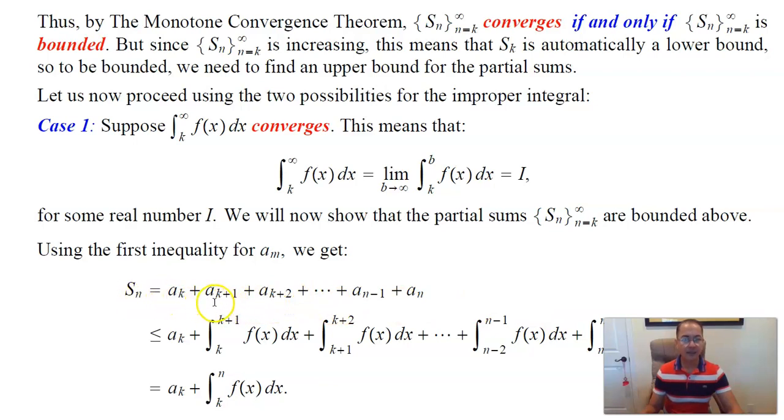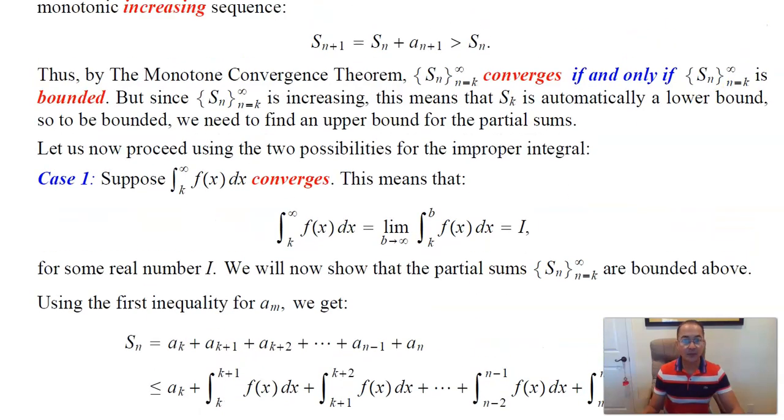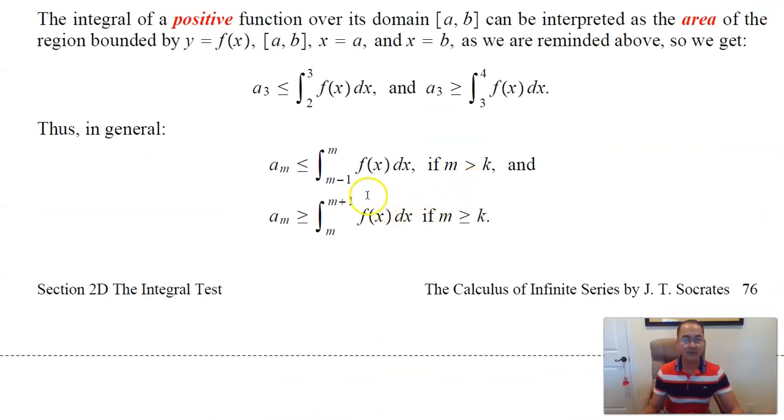So what does it mean again? Sn is ak plus ak plus 1, plus ak plus 2, all the way up to an. But what did we say? Let's go back to where it was. We had these two inequalities. Oh, but wait a minute, our domain starts at k, so we can start at k plus 1. ak plus 1 is less than or equal to the integral from k to k plus 1 of our function.